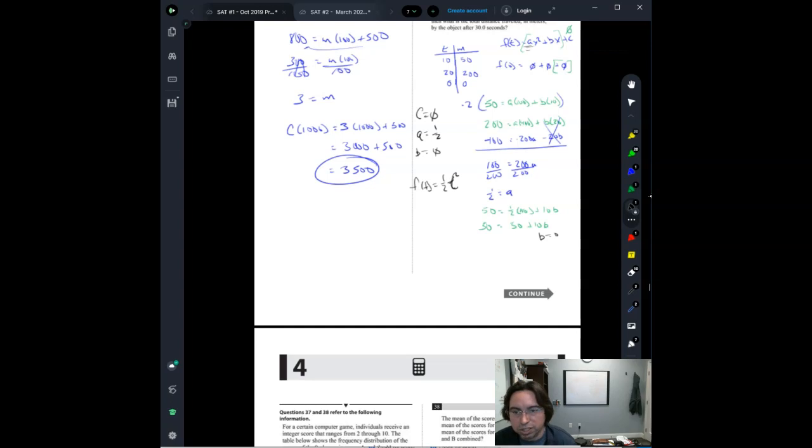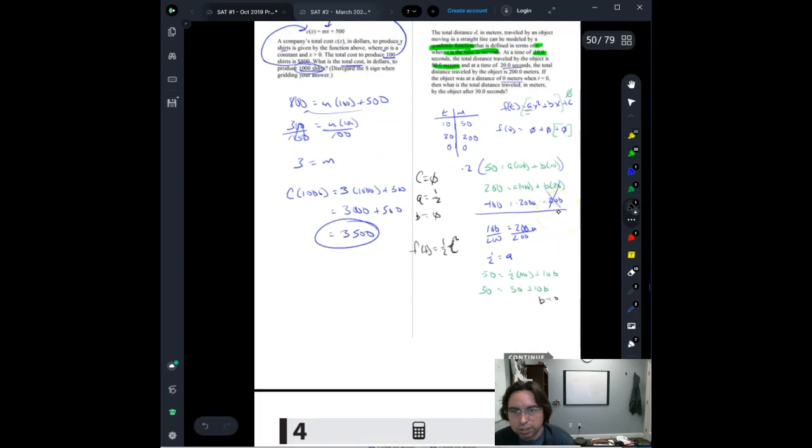The question's asking us, what is the object's total distance traveled in meters after the object travels 30 seconds? So now we're saying f of 30 equals 1/2 times 30 squared. That 30 squared is 900, and 1/2 times 900 gives me 450. So the answer for that one is 450.